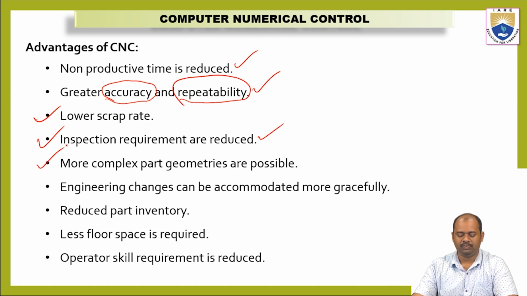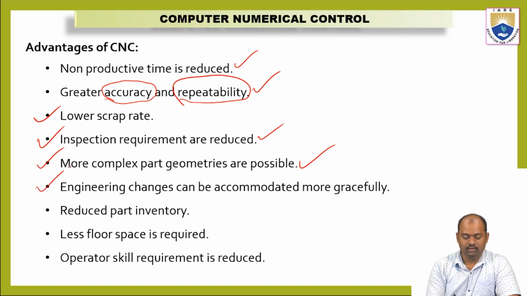And then more complex part geometries are possible. Now, whenever there is an object, we can generate part geometries. More complex geometries are also possible with the help of a CNC machine. Now CNC machines are very rampant these days. They can be used for producing complex objects.